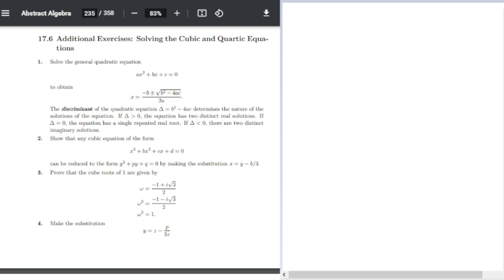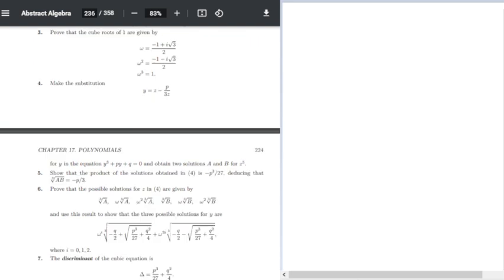2. Show that any cubic of the form x cubed plus bx squared plus cx plus d equals 0 can be reduced to the form y cubed plus py plus q equals 0 by making the substitution x equals y minus b over 3. 3. Prove that the cube roots of 1 are given by the following, the third roots of unity. 4. Make the substitution y equals z minus p over 3z for y in the equation y cubed plus py plus q equals 0 and obtain two solutions, a and b, for z cubed. 5. Show that the product of the solutions obtained in 4 is negative p cubed over 27, deducing that the cube root of ab equals negative p over 3.